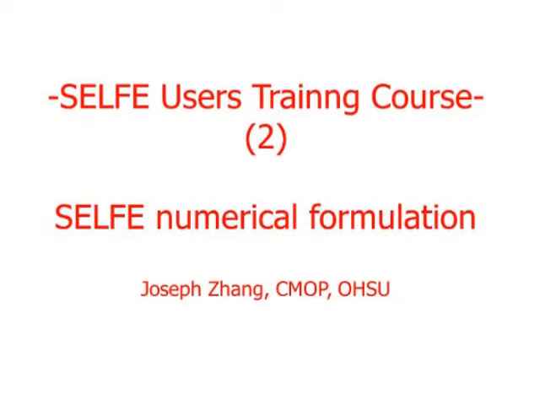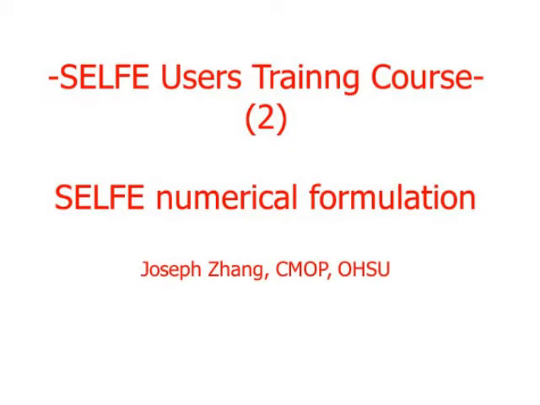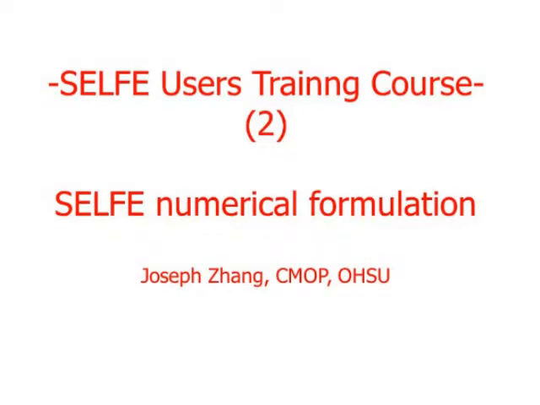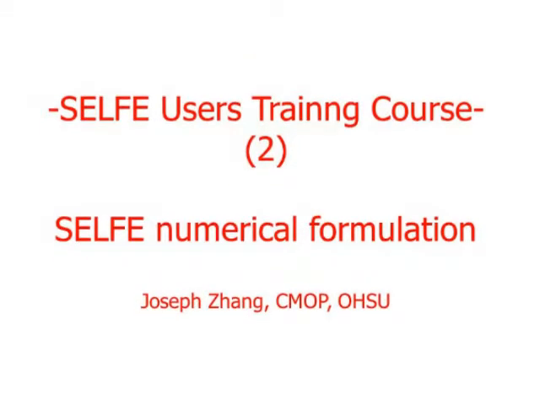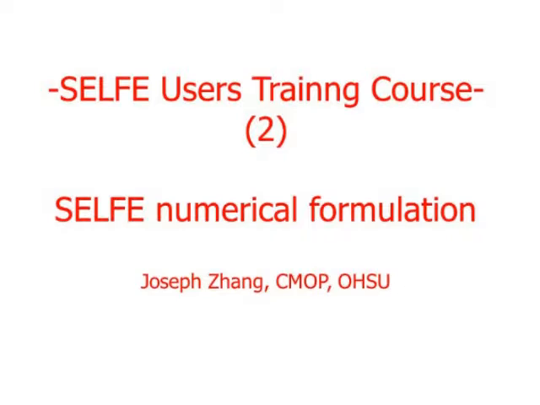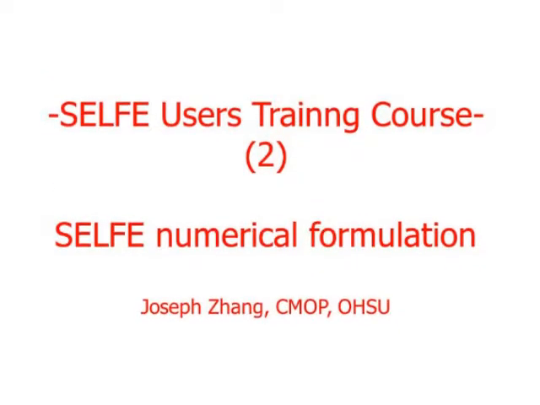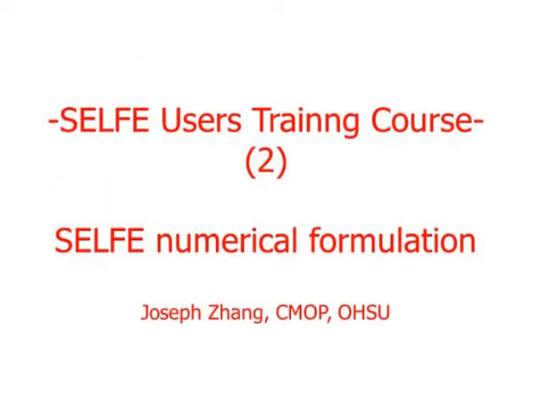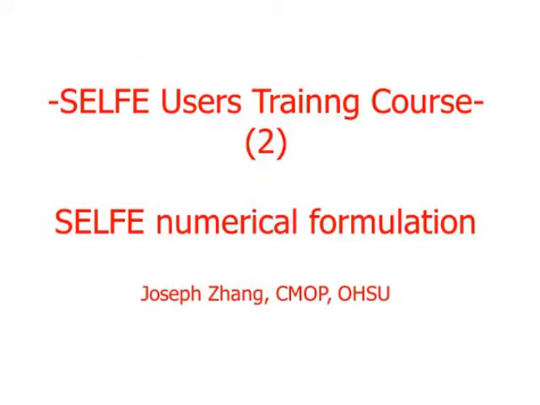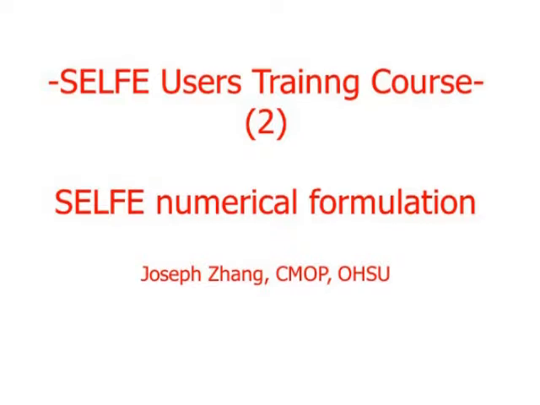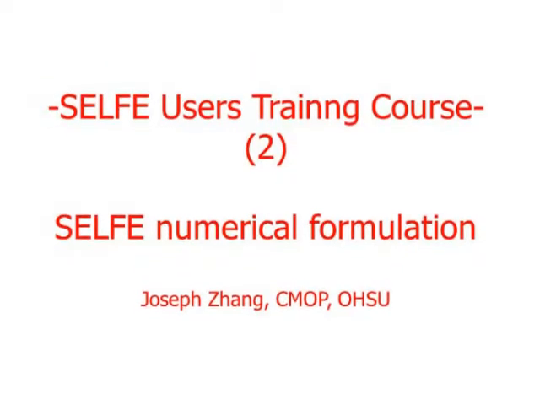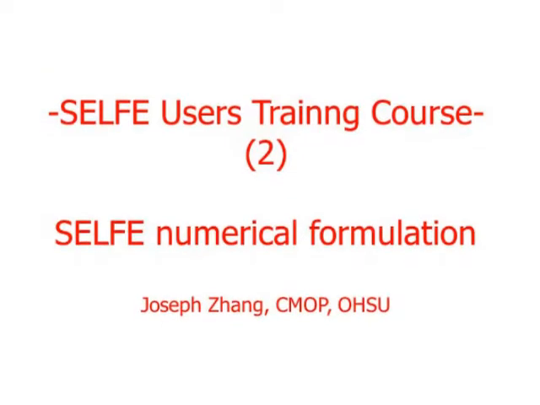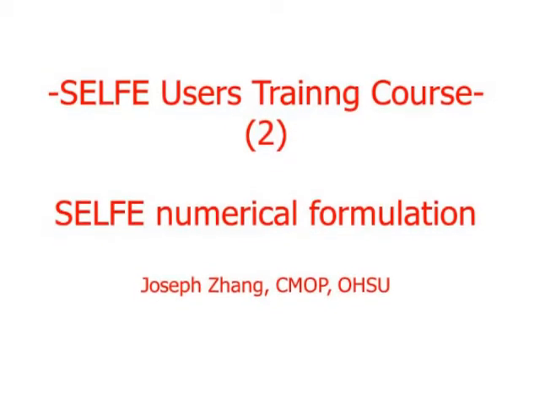So you substitute this equation back to here. The depth integrated velocity can be expressed as a function of unknown elevations. And then you substitute this integrated momentum equation back to the continuity equation. You get one equation for the unknown elevations alone. Okay, so that's how you decouple the two equations.